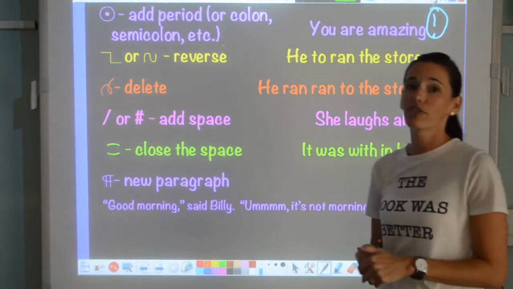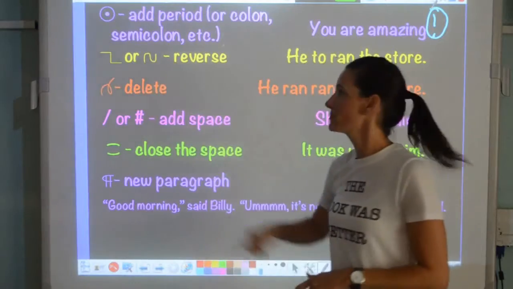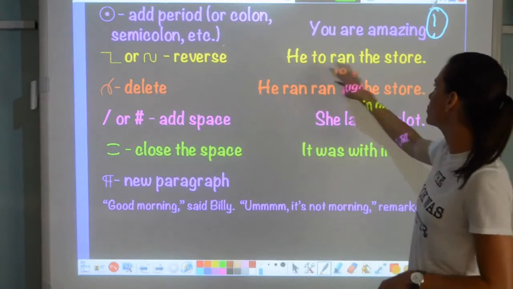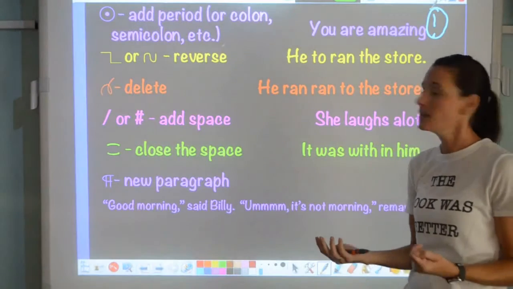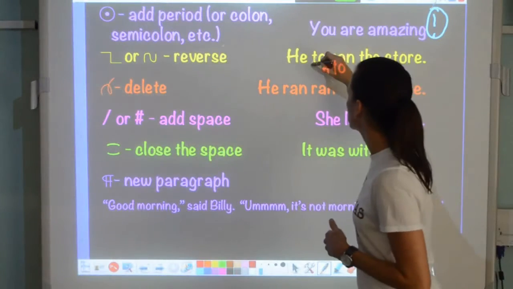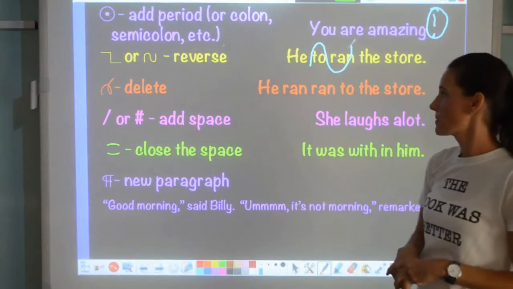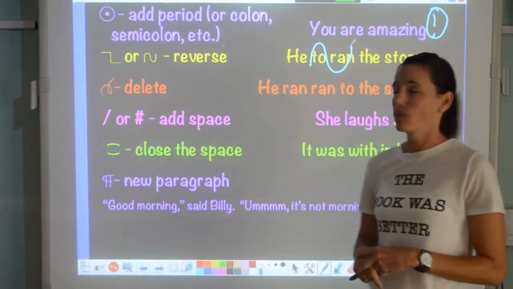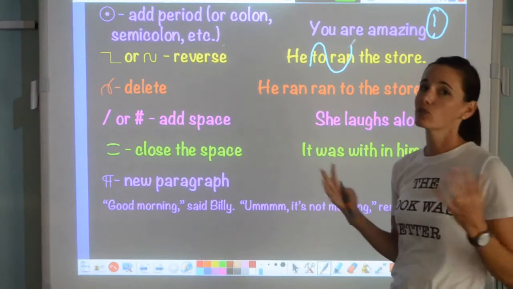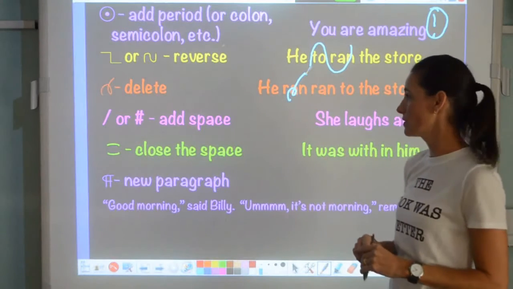If I need to reverse some words or some letters, then I use this little reverse doohickey. You can do it with straight lines or you can do it with a curved line. So, "He too ran the store" doesn't make sense. We needed to say, "He ran to the store." We need to reverse these. So if I do this little number, it shows me that I need to reverse these words. When I need to delete a word, I get to use a little squiggly pigtail. "He ran to the store." Too many rans. I can just do this, and that shows me that I need to delete that word.